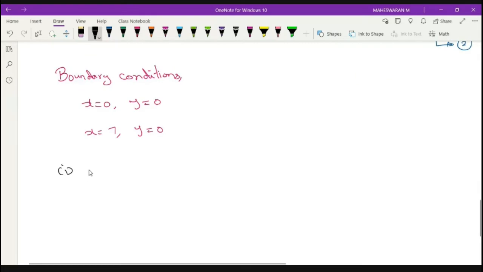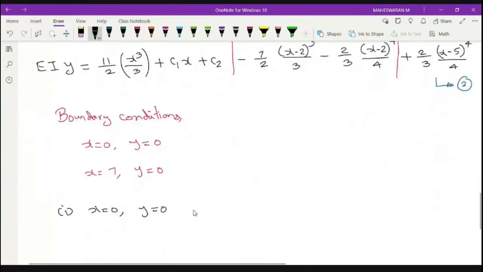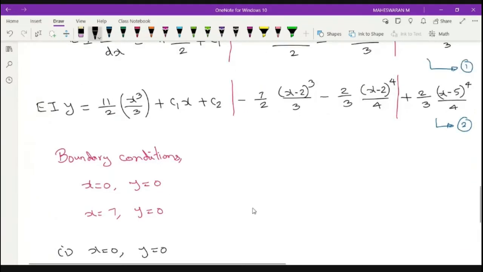Let me apply the first one. First boundary condition: when x is 0, y is 0. When I apply this, I have to consider the equation accordingly. Since x is 0, we have to consider only the positive terms in your Macaulay's. So I consider the first equation, this part. When you substitute x equal to 0 in the other terms, you get a negative term, so you should not consider those. Similarly, this is also a negative term, so you should not consider this.